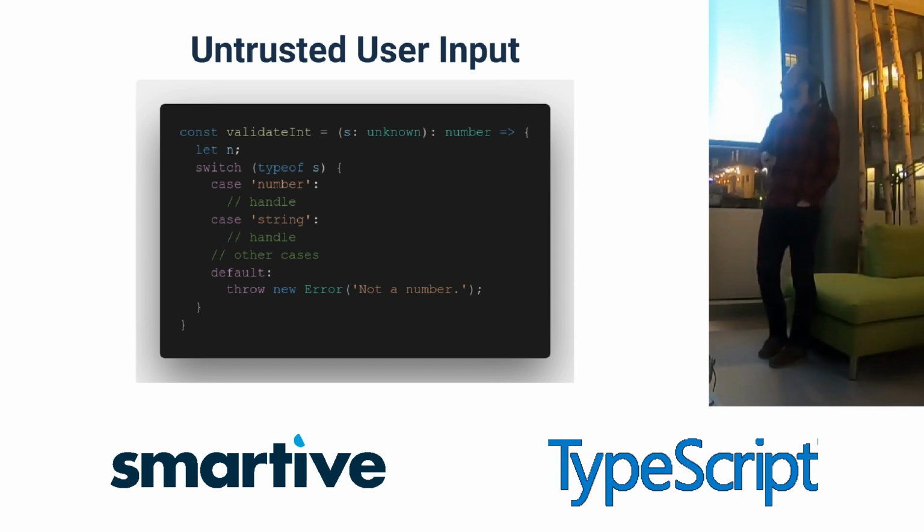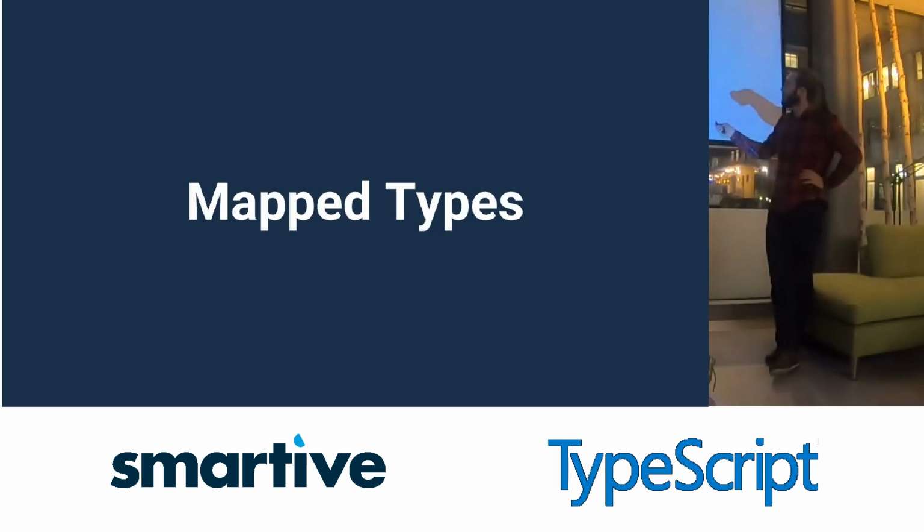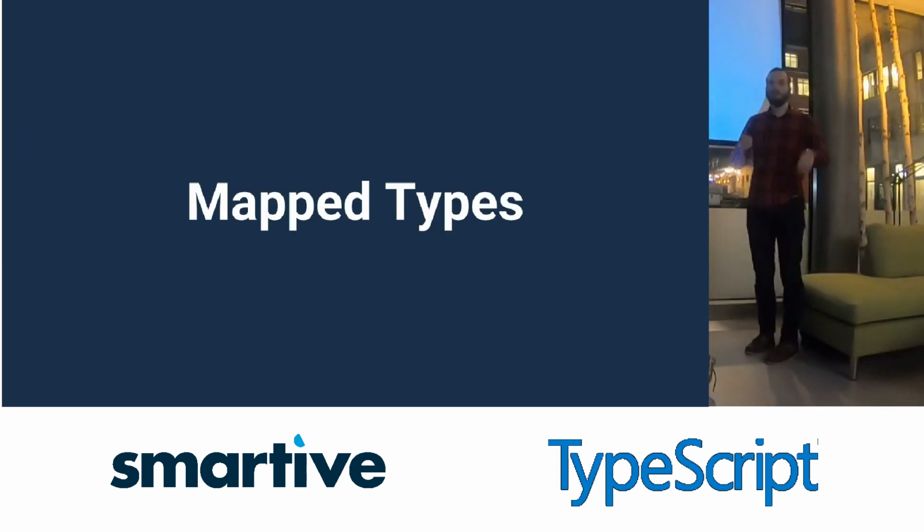Okay, this is what I talked about before. If something is unknown, we can use something unknown to then handle it and return a number. So this is how you would encapsulate all the transformation of something unknown into something known. That's just an example.